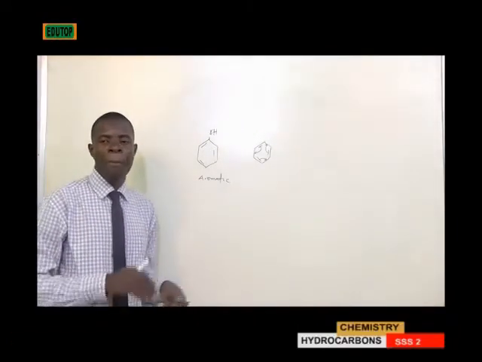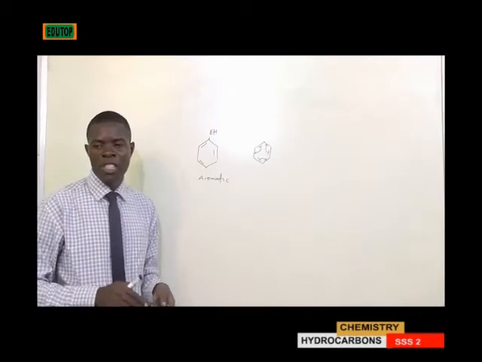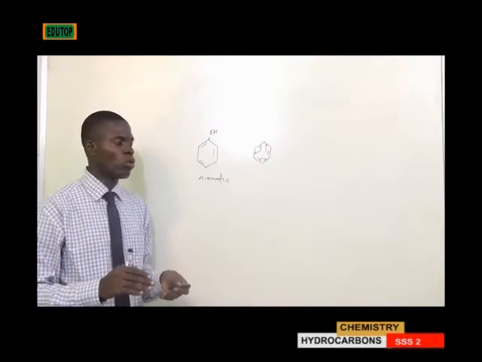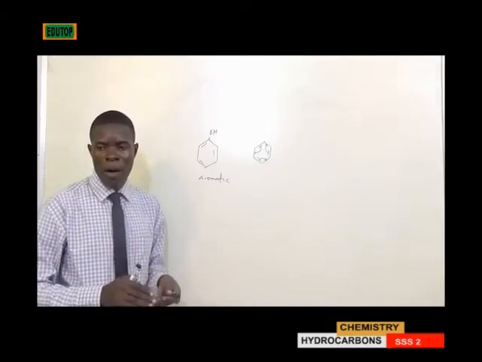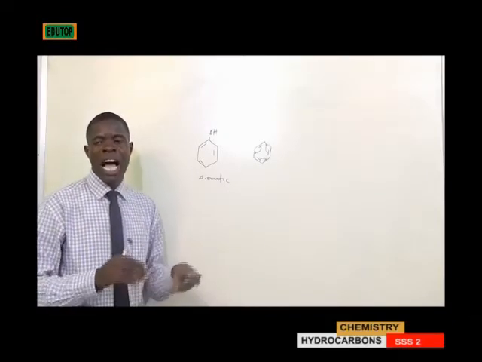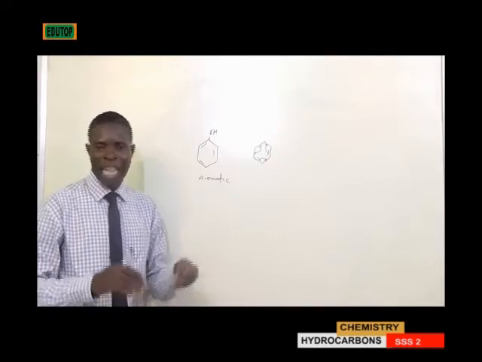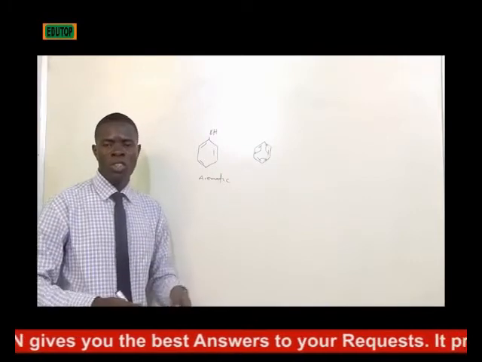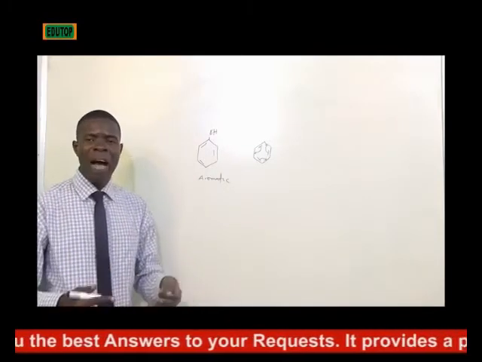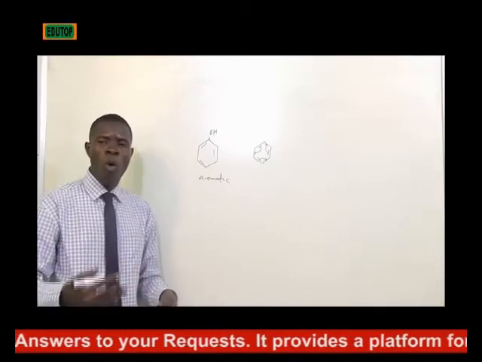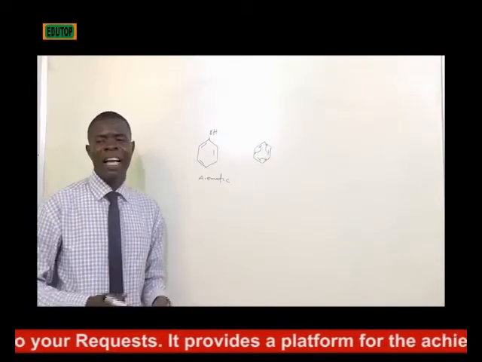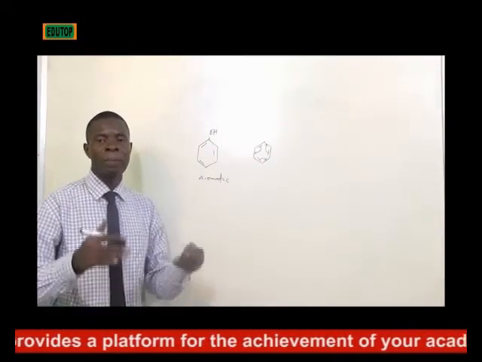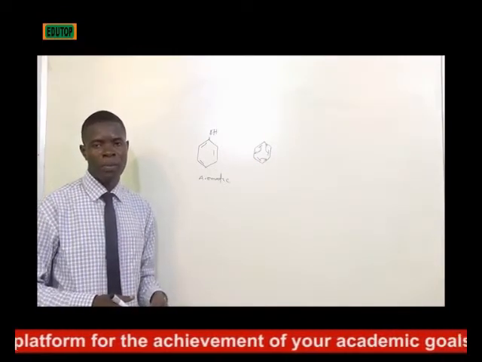Question number 4. Primary alkanols are oxidized to carboxylic acid. That is true. Secondary alkanols are oxidized to alkanones. That is also true. But tertiary alkanols are not oxidized. They do not have the ability to undergo oxidation. So the answer to question number 4 is not oxidized, which is D of the options.